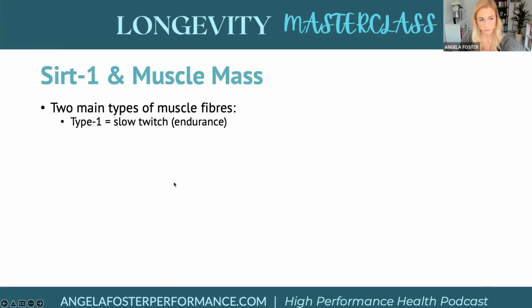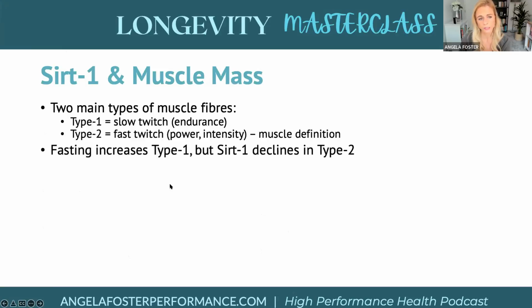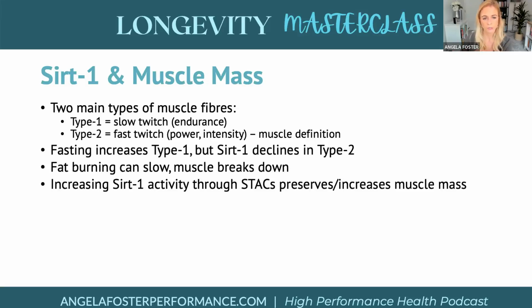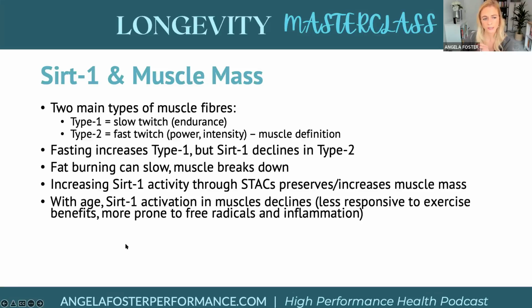We've got two types of muscle fibers, type 1, which are used for endurance, and type 2, which are fast twitch. When you're fasting, it increases type 1, but the SIRT1 declines in the type 2. Okay, so fat burning, when you're doing too long a fast, too much endurance, you can start to lose that muscle definition, break down some muscle, and that can adversely affect your metabolism. When you increase that SIRT1 activity through sirtuin enhancing compounds, that can preserve and increase your muscle mass. So you're getting this metabolic boost, you're preserving muscle mass really well, but you're also using and losing body fat.